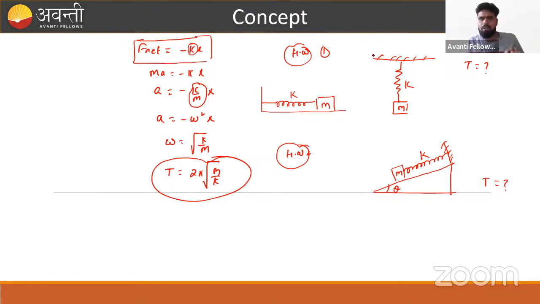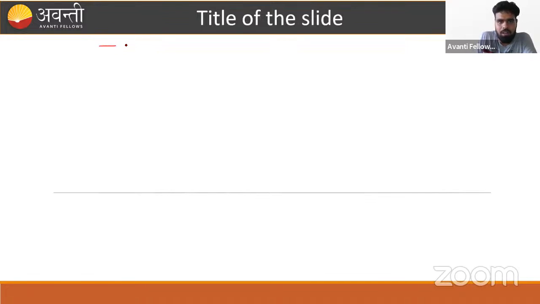On the basis of a similar concept, I have given you a homework problem. When the spring is connected in a vertical position through a mass, what is the time period? Suppose the spring is connected in this manner, with a block of mass m and spring constant k.